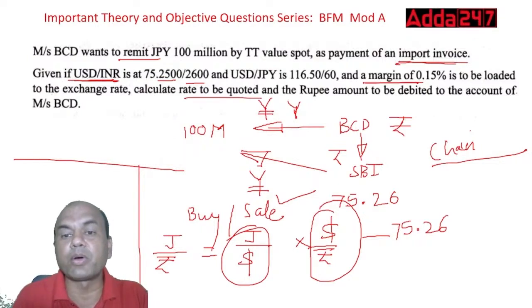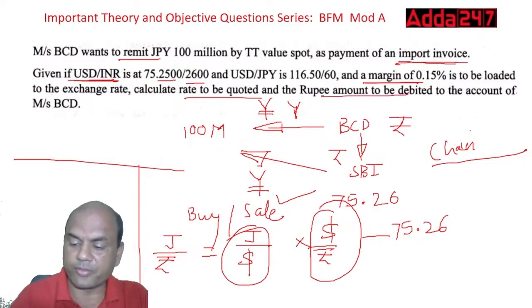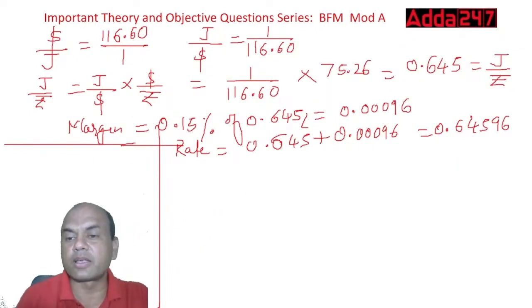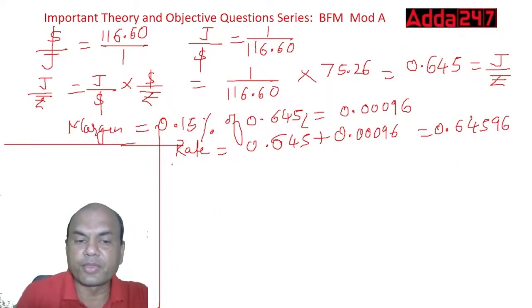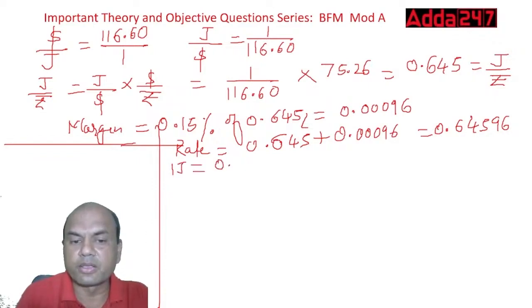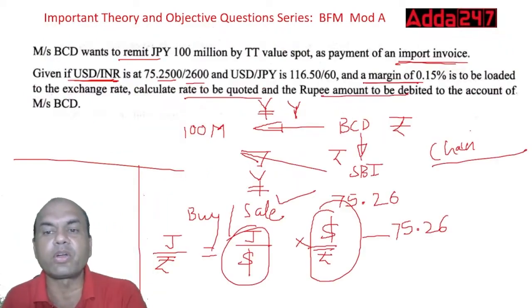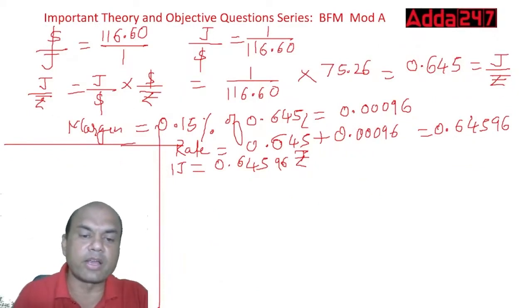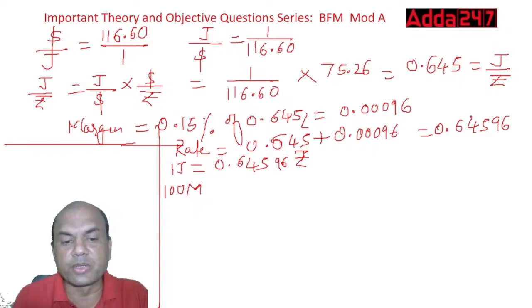And the second is the rupee amount to be debited. What is the rupee amount? What is the rate over here? This is JPY to INR. So 1 JPY equals 0.64596 INR. But what do I want? Do I want INR or JPY? I want 100 million JPY. So I want 100 million over here. 100 million JPY, so I'll write this below JPY.